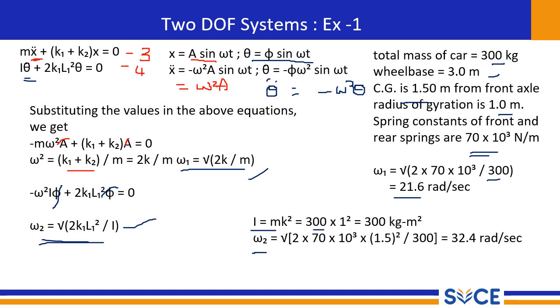So by solving this, we come to a very important note that we solved this car system as a 2 degree of freedom system. For the given 2 degree of freedom system, the car has two natural frequencies: one is 21.6 radians per second associated with vertical motion. The other frequency is 32.4 radians per second associated with rotational motion. These frequencies represent the rate at which the car will naturally oscillate if it is disturbed. By understanding and controlling these frequencies, engineers can design vehicles that provide a comfortable and safe ride.